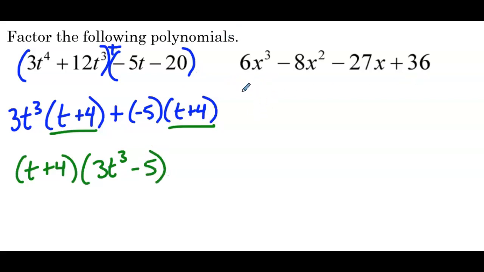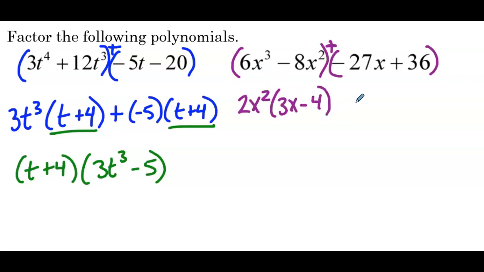Okay, our next example, 6x cubed minus 8x squared minus 27x plus 36. Group the first two terms together, second two terms together. Again, put that plus in between them. The greatest common factor of the first two terms is going to be 2x squared, and then that will leave us with 3x minus 4.